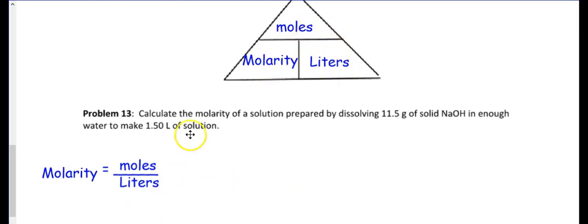Good, so let's see here. I'm reading the problem and Mrs. Blankwalle, there's no moles. What am I supposed to do? Well, I got grams. Periodic table. Can you figure out moles given grams? I sure hope so. So question mark moles equals 11.5 grams of what? Sodium hydroxide. If you don't already have a periodic table or a calculator, you probably need to get one out at this point. So if you need to pause this, grab your stuff, do this and come back.